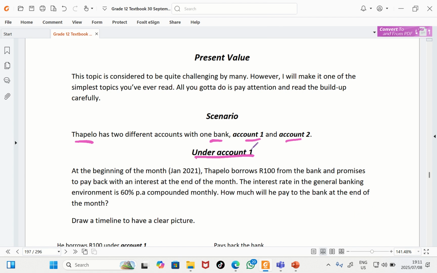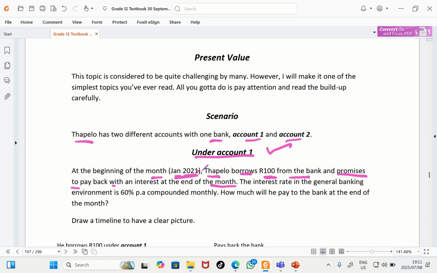Under account one, let's assume that today is the beginning of 2021 or 2025, doesn't matter. Let's make it 2021 because it's easy to follow. At the beginning of the month, January 2021, Tapelo borrows under account one. Don't forget, he borrows 100 rands from the bank under account one and promises to pay the bank with interest at the end of the month. So obviously, when you take out a loan from a bank, you are expected to pay interest at the end of the term, however you pay.